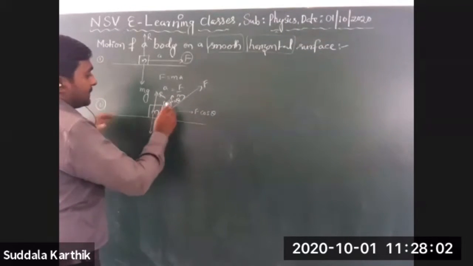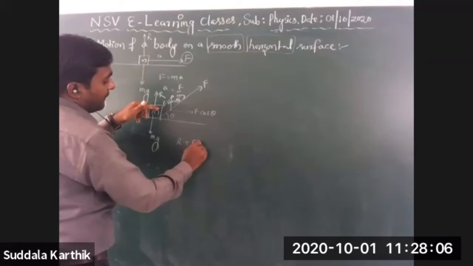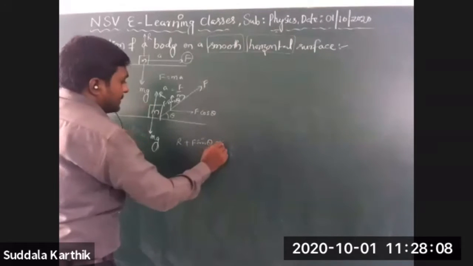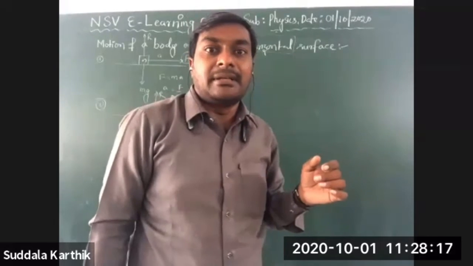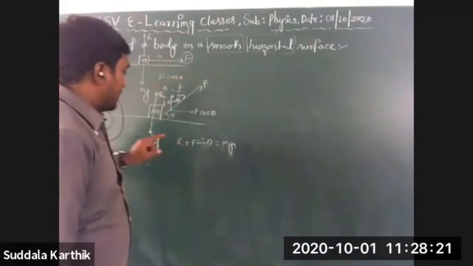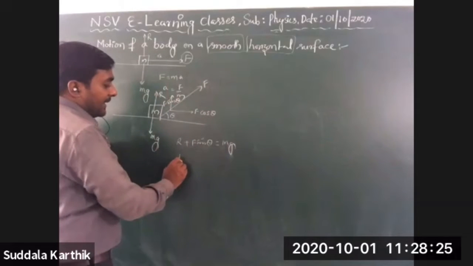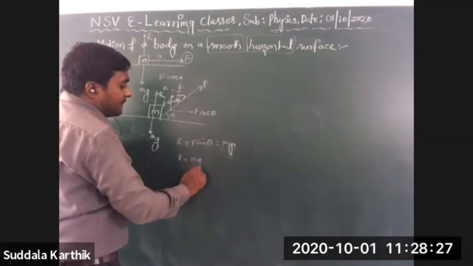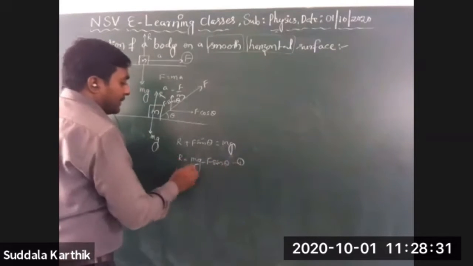How many forces are there in the upward direction? R plus F sin theta, which is balanced by mg. So R + F sin theta = mg, and from here R = mg minus F sin theta. Let us call this the original equation.